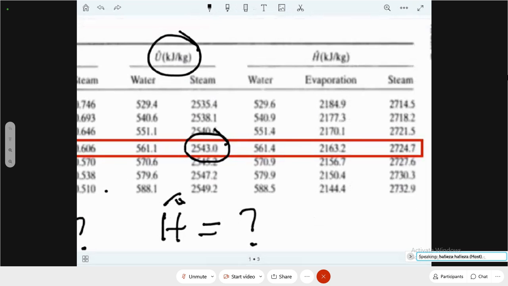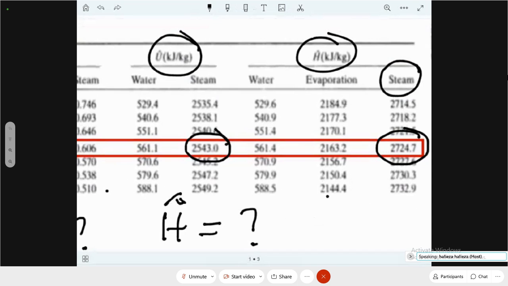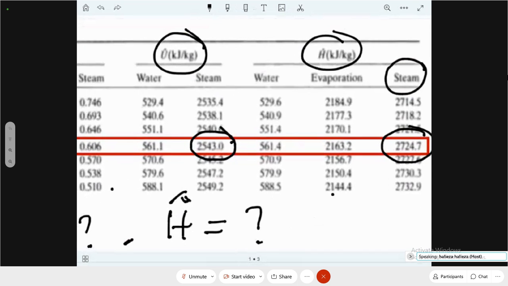And you need to find the enthalpy. This is enthalpy. You're not going to look at water. You're not going to look at evaporation. You're going to look at steam because the question specified that it is steam. So that's your enthalpy for saturated steam. You have all the 3 values that you need just by looking at the steam table. You don't need to do any calculation at all. Any questions? No question. Good.